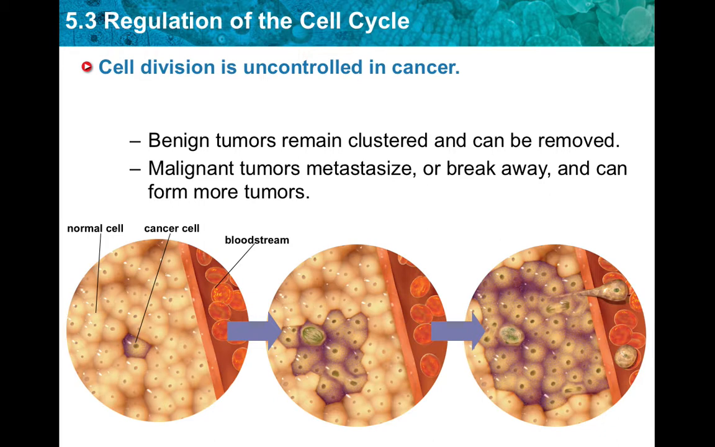Malignant tumors are metastasized or break away and can form more tumors, which is really deadly. It is a tumor in which cells break away and spread to other parts of the body, causing harm to the organism's health.